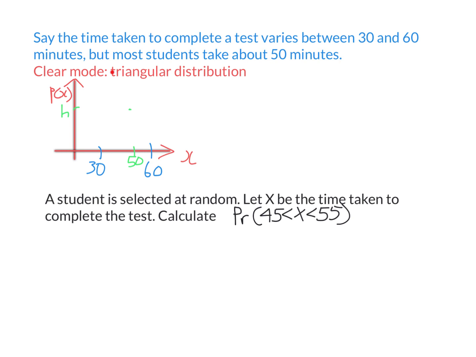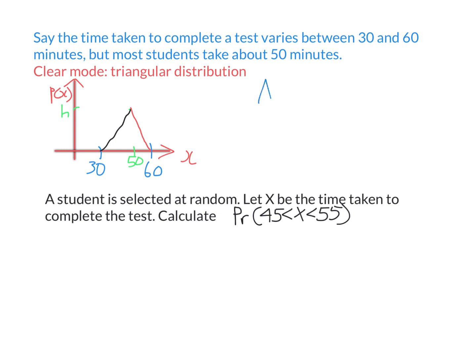Now, when there's a clear mode, rather than use a uniform distribution, you use a triangular distribution. The PDF is actually made up of 2 lines, one line here and one line here. That's why it's called triangular, because its PDF is a triangle. So the area under this triangle must be 1 because this is a PDF. So that determines the value of h.